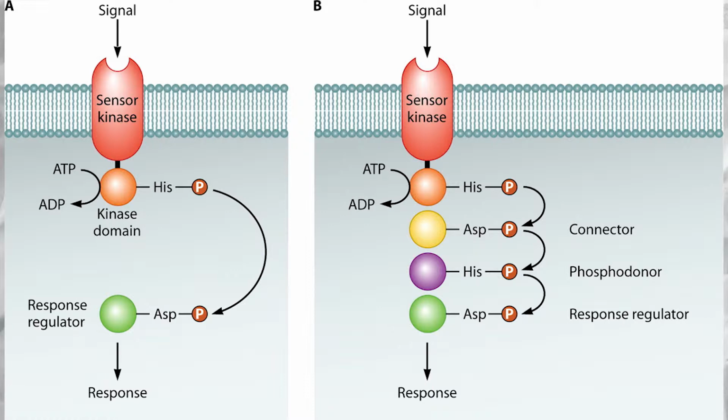The phosphorylated histidine then can transfer the phosphate group to an aspartate residue attached to the response regulator, which is the second protein of our two-component system. The phosphorylation of the response regulator causes it to undergo a conformational change that serves to elicit a response. Typically, the response regulator binds to DNA and modulates its transcription.